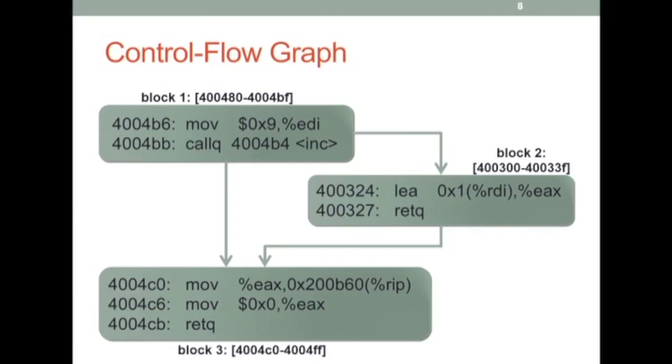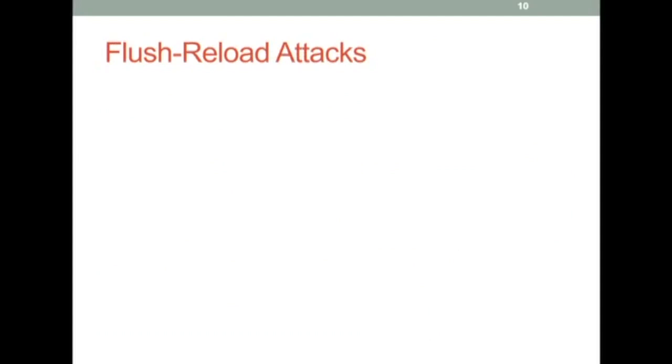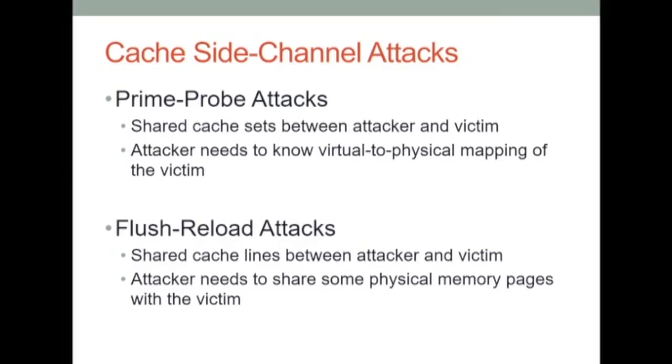There are multiple ways to conduct the so-called cache-based side channel attack, and the 2 most prominent attacks are prime probe attacks and flush reload attacks. The prime probe attack assumes that the attacker and the victim share certain cache sets. Okay, this is a typical scenario. But in order to conduct this attack, the attacker needs to know the virtual to physical mapping of the victim. He needs to know which cache set is being shared with the victim, which cache set is not.